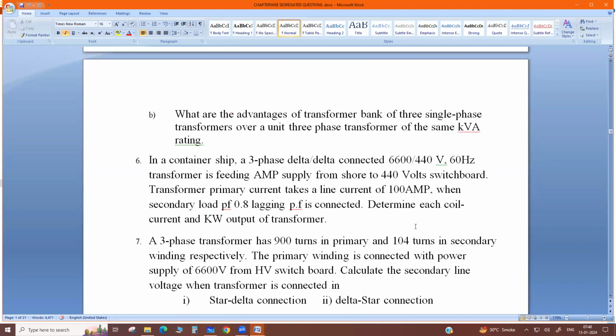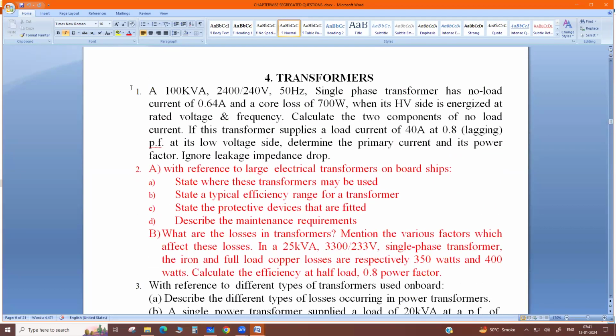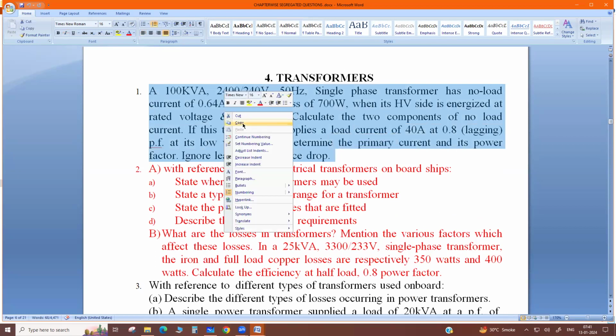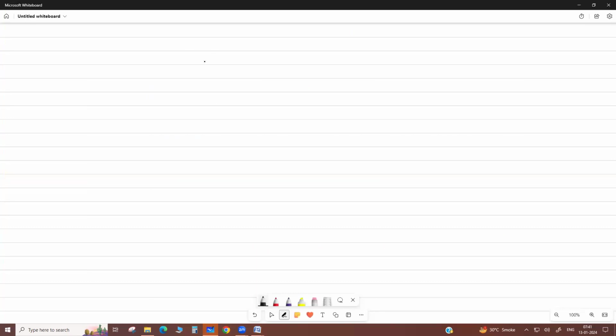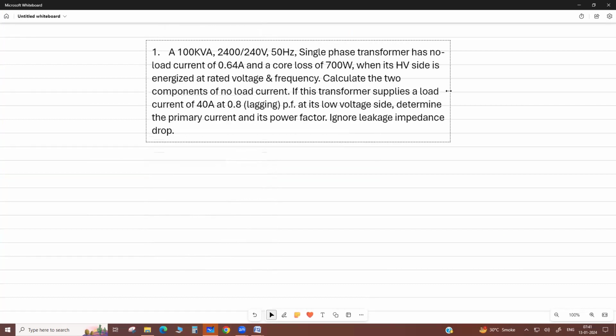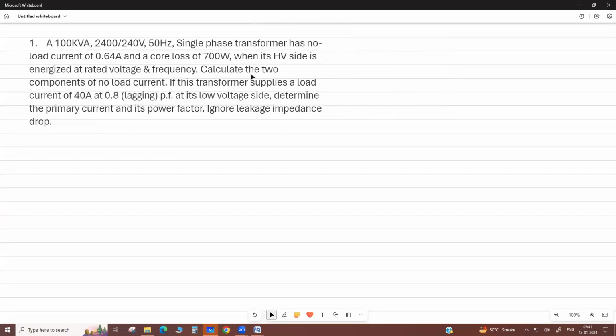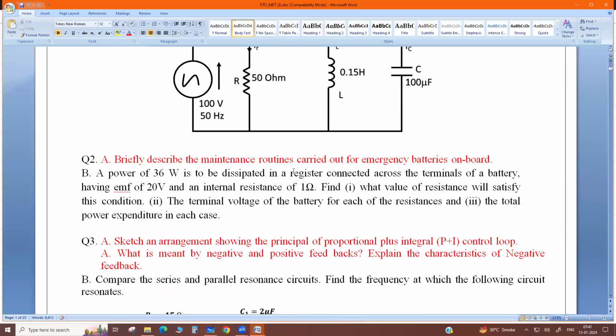We also cover the questions of three-phase also, okay? So today we complete the class. This is the old question which was asked frequently. Now there is a new recent question also.